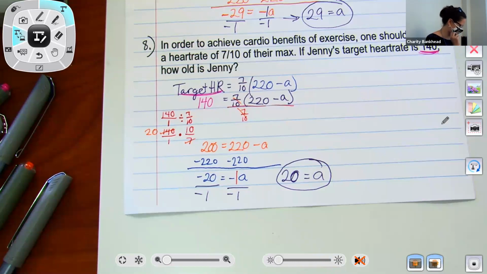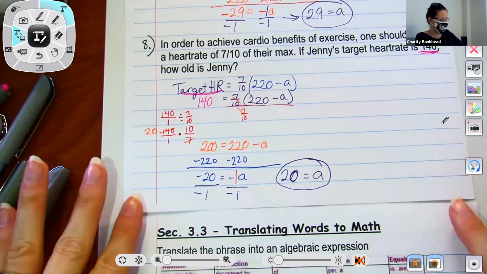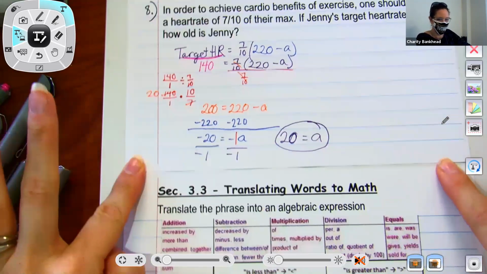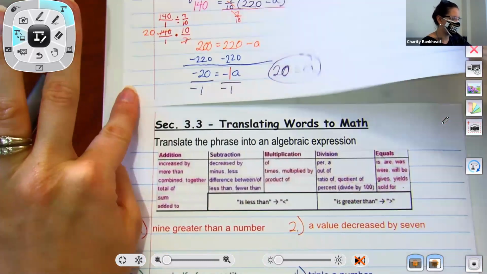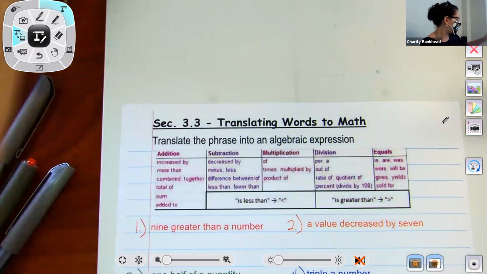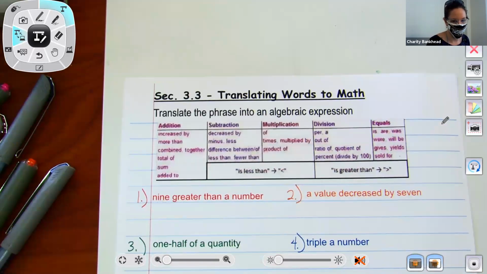All right. Any questions about any of that? All right, next we're going to move on to chapter 3, which is going to be translating from words into math. At the top, I just have a big list of a bunch of different words and how they can be translated into math. It's just a bunch of examples there.